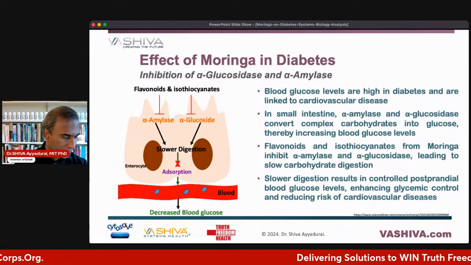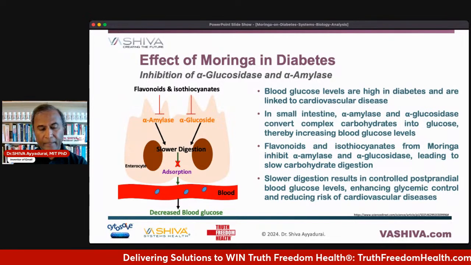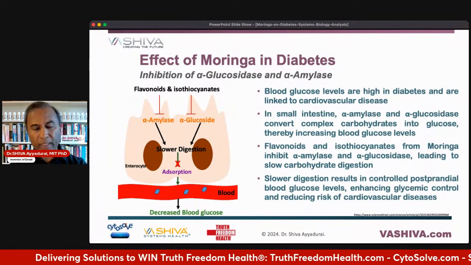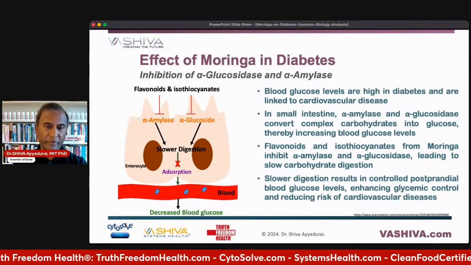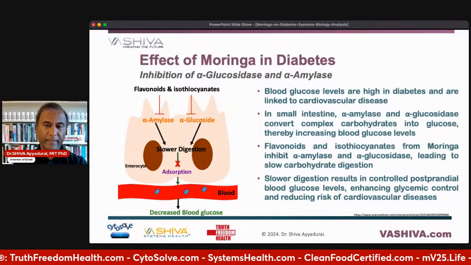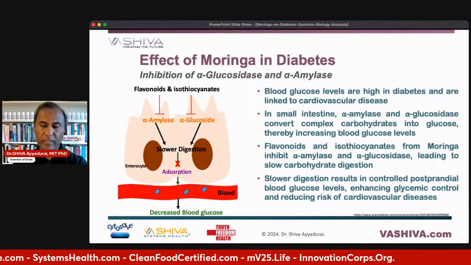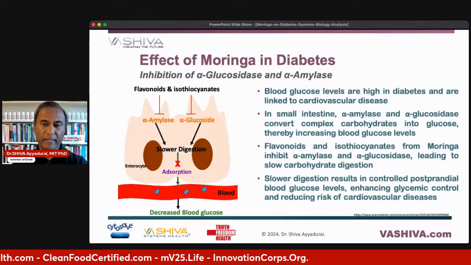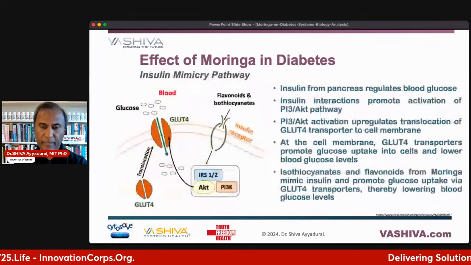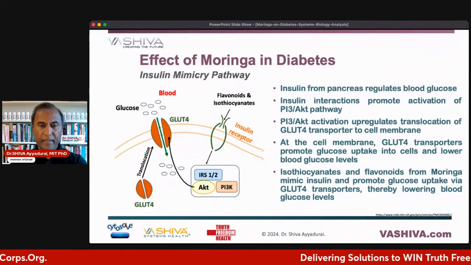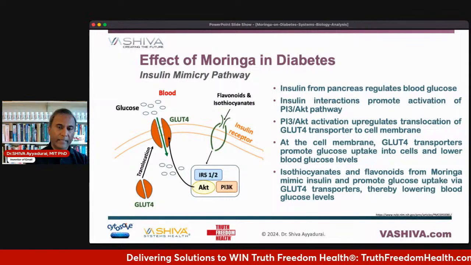So what you're doing is you are modulating how much glucose gets released into your bloodstream. It's quite interesting. It's quite powerful that it lets you modulate the glucose into your bloodstream. And this is sort of what happens with diabetics. They have these sugar spikes. So this modulates it. This is one of the really, really cool things about how Moringa helps in diabetes.